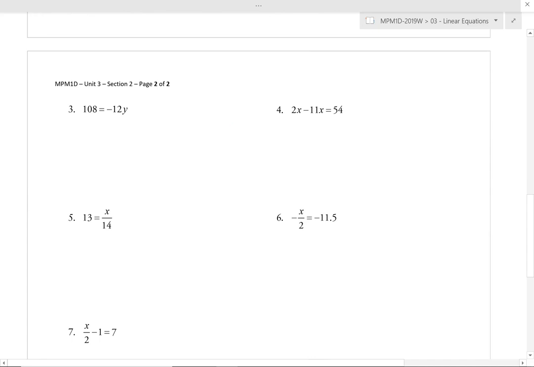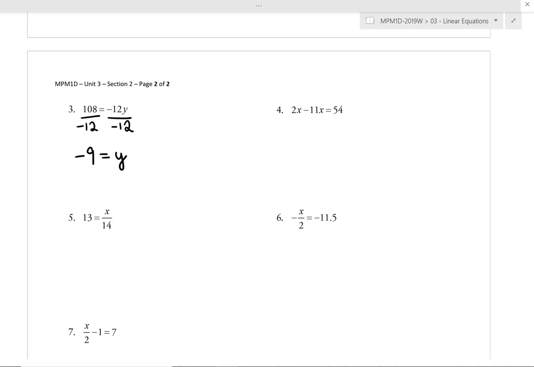Example 3, well, in this one we have 108 equals negative 12y. This time, notice how the variable's on the right. But don't let that scare you. You can still go ahead and just divide both sides by minus 12. And of course, we pick that number because that's the number that's with y, right? Negative 12 times y. So we use the inverse operation of division, and we end up with the following. Well, we get negative 9 on the left is equal to y. And you can just leave it like that. There's nothing wrong with leaving your variable on the right side.